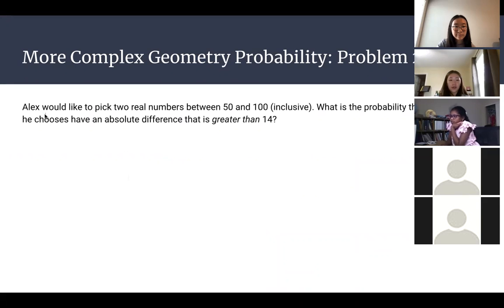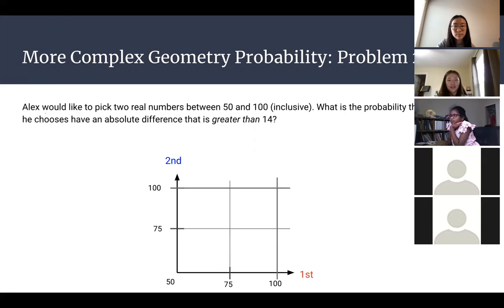Okay, this is our second to last question, so I hope more people will participate. The question is that Alex would like to pick 2 real numbers between 50 and 100 inclusive. What is the probability that the numbers he chooses have an absolute difference that is greater than 14? So this is almost exactly our last question, but the less is changed to a greater.